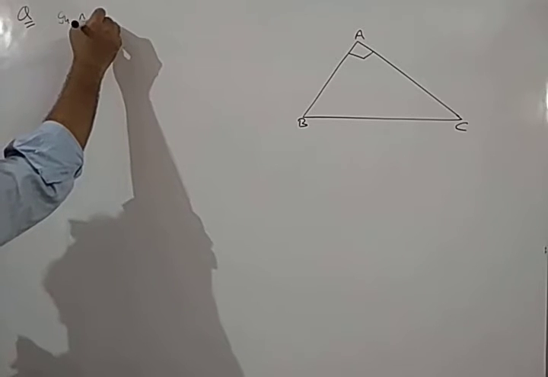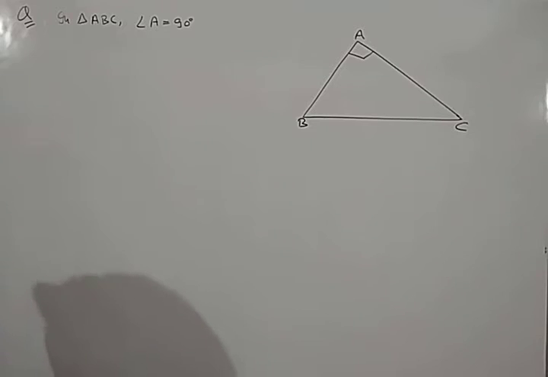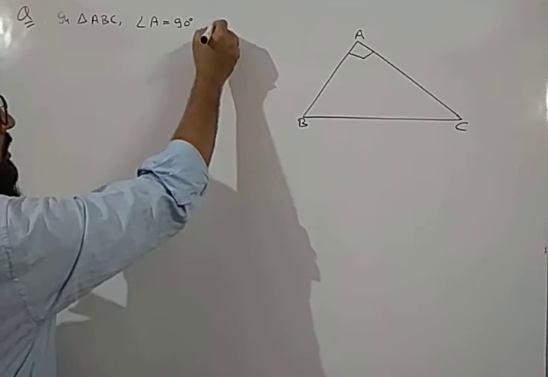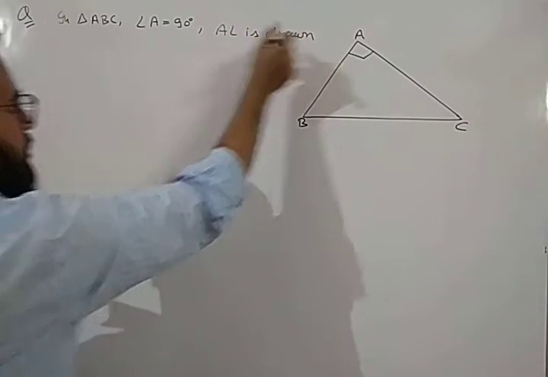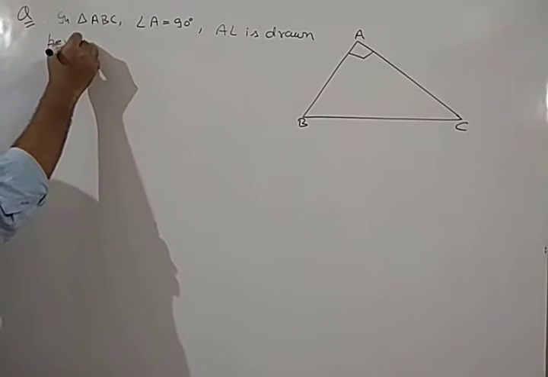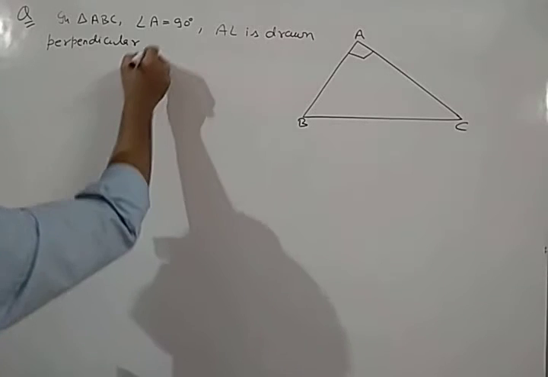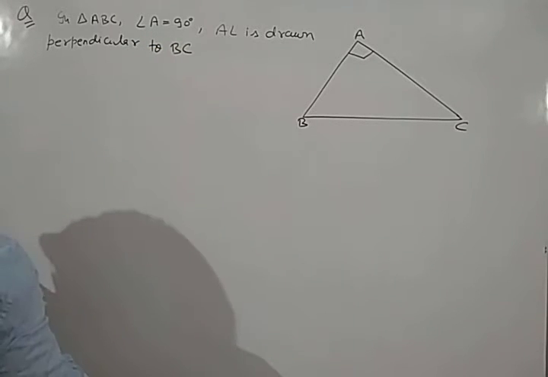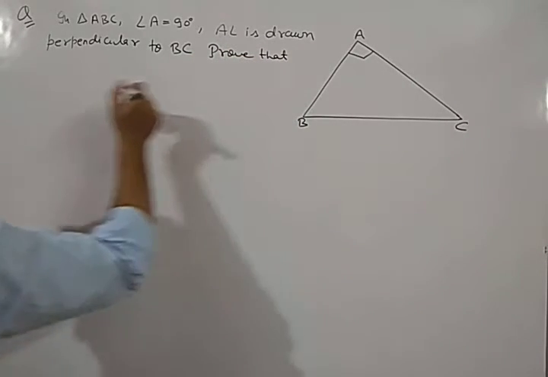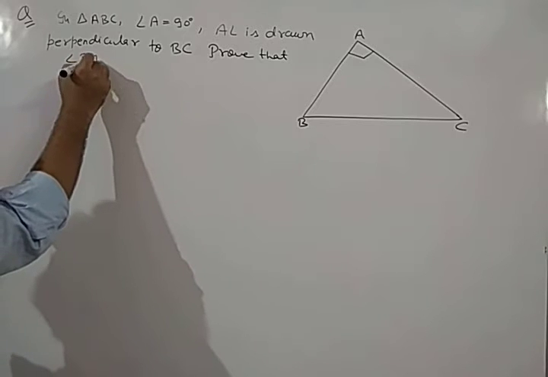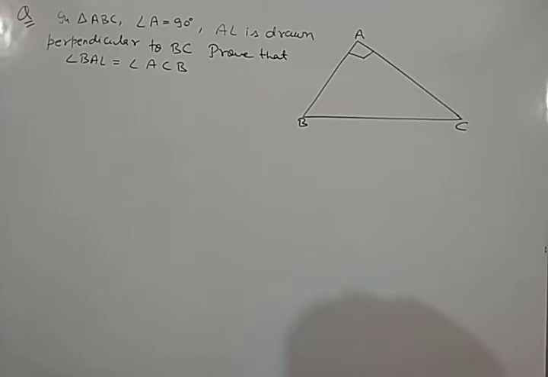In triangle ABC, angle A is equal to 90 degree and AL is drawn perpendicular to BC. Then prove that angle BAL is equal to angle ACB. Okay, this is our question.